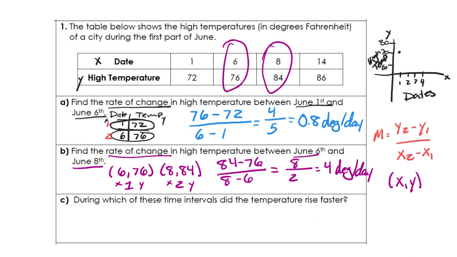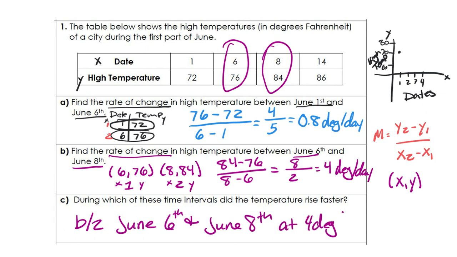So question C says, during which of these time intervals did the temperature rise faster? Well, I have 0.8 degrees a day or 4 degrees. Which one is a greater increase? So remember, increase is getting bigger. Greater means more. So which one is the greater increase of this? It is between June 6th and June 8th at 4 degrees a day.